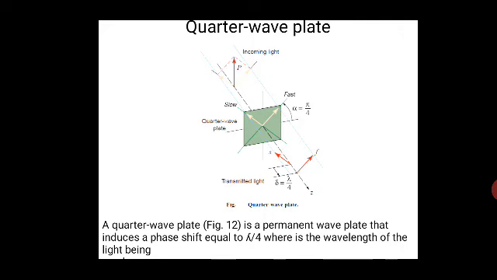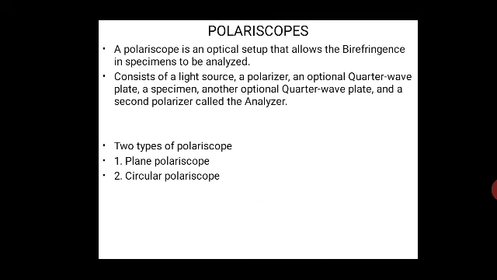So this is the third most important element in your polariscope. Considering these elements, we will move further, that is, the polariscope. Now, with these elements included in the polariscope, we can define a polariscope as an optical setup that allows birefringence, or the patterns. Birefringence is nothing but the patterns or the fringes.